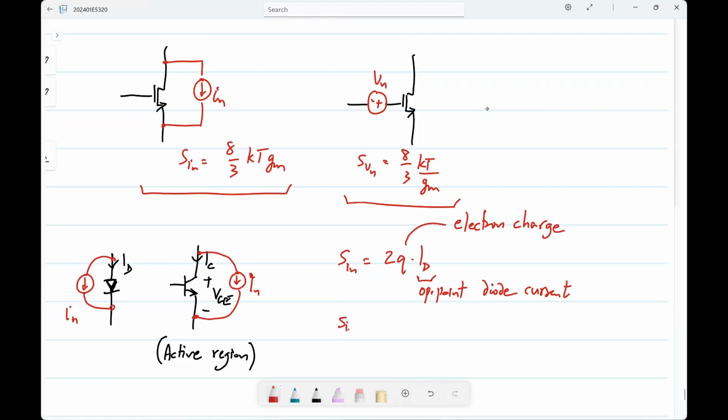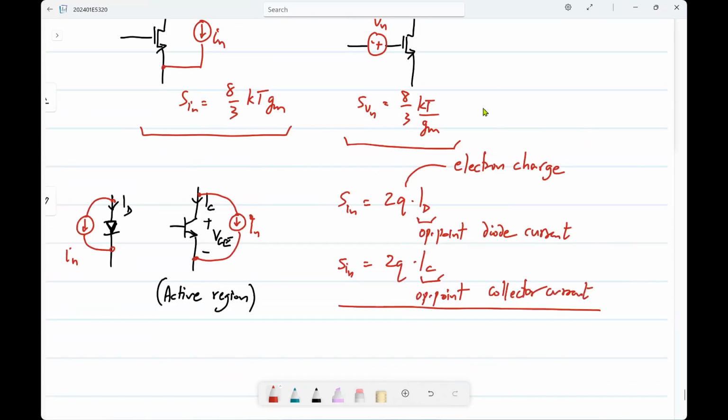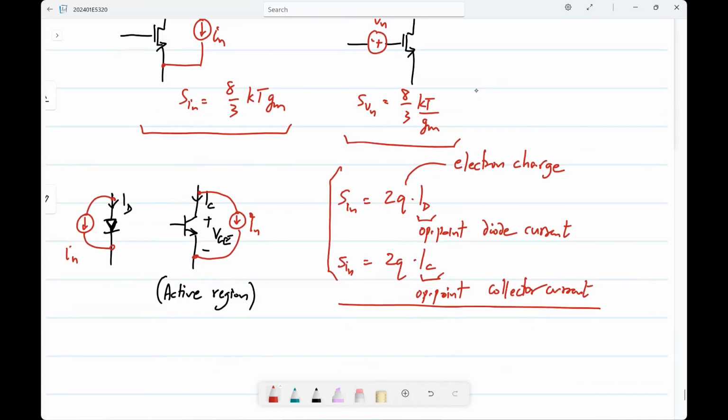And then in a bipolar transistor, it is 2Q times IC, where IC is the operating point collector current. This is a different mechanism, called shot noise. Shot noise means you have electrons being shot from the emitter to the collector in an NPN transistor, and while there is some average rate of shooting, the shooting itself is not uniform. That's why you get this noise, and that's why it's called shot noise.